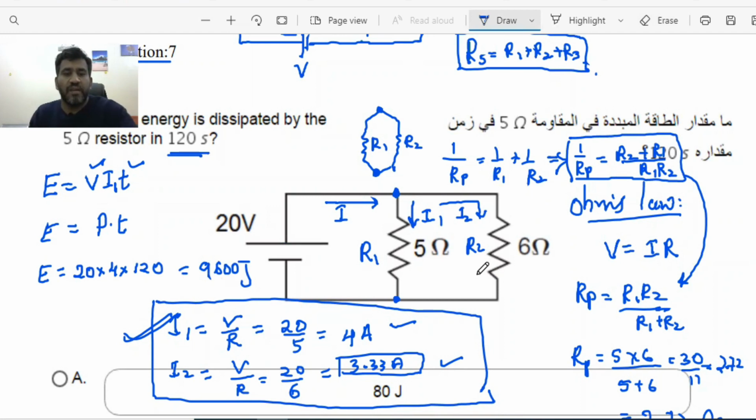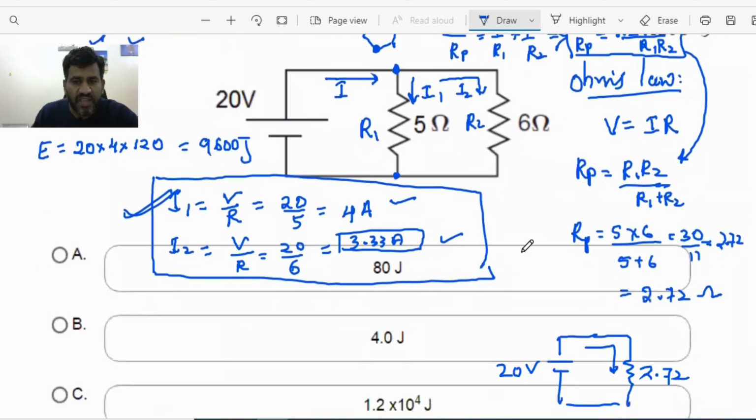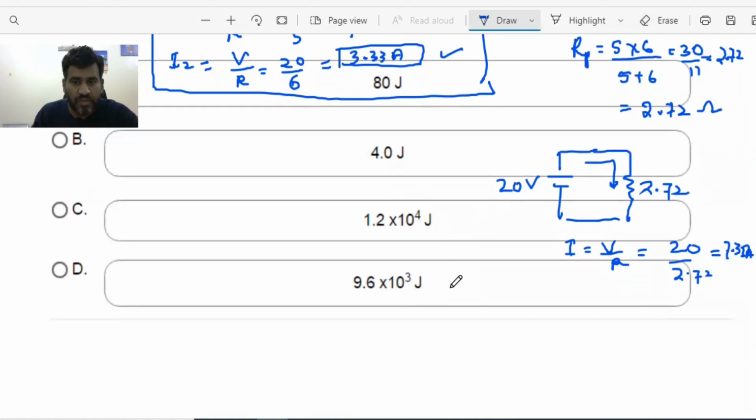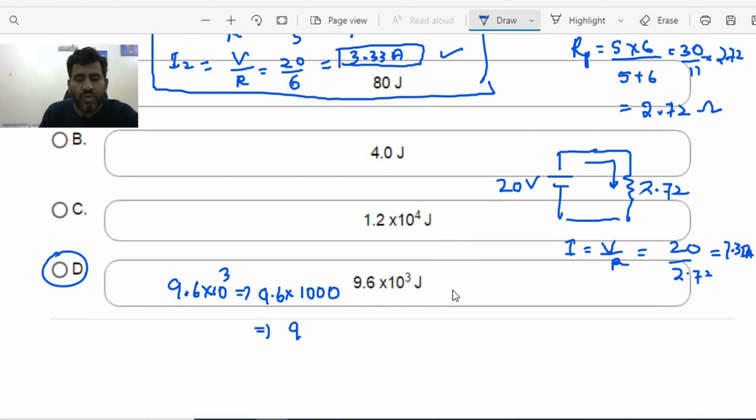Which option is giving you 9600? Option A is 80 joule, B is just 4 joule, C is 1.2 times 10 to the power 4, which means 12,000 basically. And D is 9.6 into 10 to the power 3. Yes, so D is the answer. 9.6 into 10 to the power 3 is the same as 9.6 multiplied by 1000, which gives you 9600. So 9600 joule can also be written in this way. So this is the right answer.